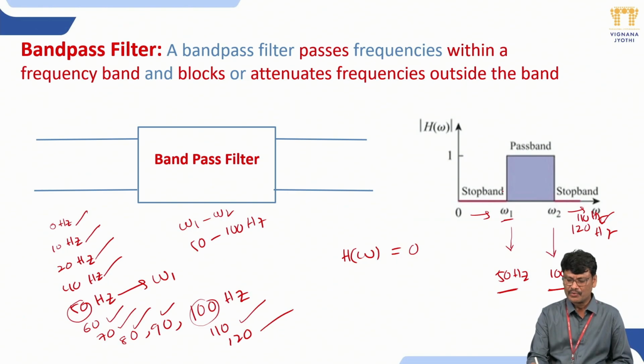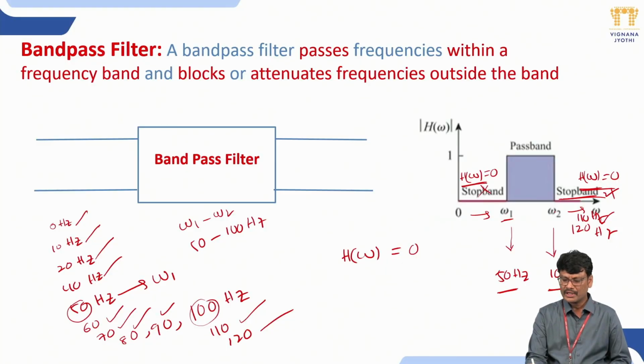Now, less than omega 1, what is happening? The gain of the filter, this one is 0. Here also, stop band, the output of the filter is 0. Why? Because this is stop band. There is no passing of signal here. That is why gain is 0.